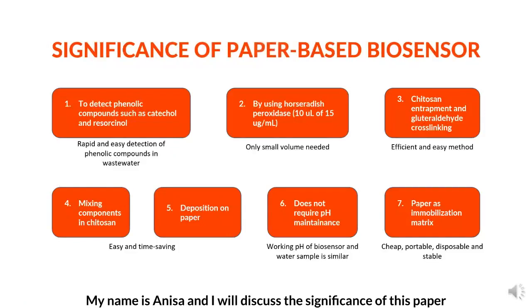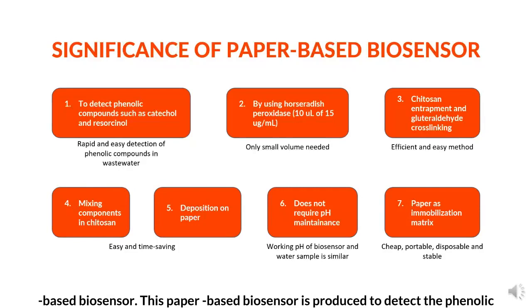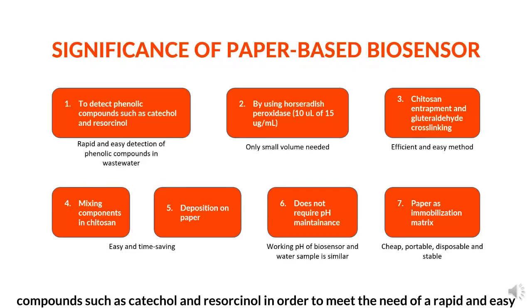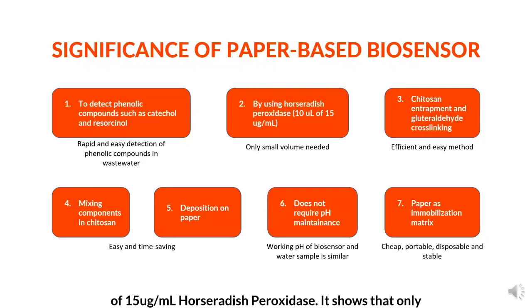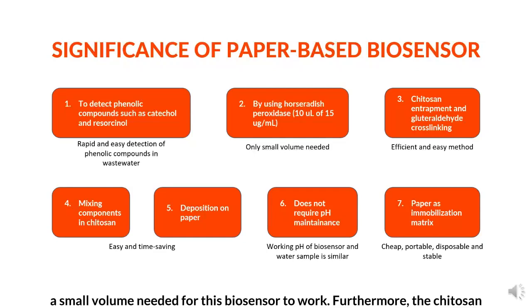My name is Anisa and I will discuss the significance of this paper-based biosensor. This paper-based biosensor is produced to detect phenolic compounds such as catechol and resorcinol in order to meet the need of a rapid and easy detection of phenolic compounds in wastewater. This biosensor uses 10 microliters of 15 micrograms per mL horseradish peroxidase, which shows that only a small volume is needed for this biosensor to work.